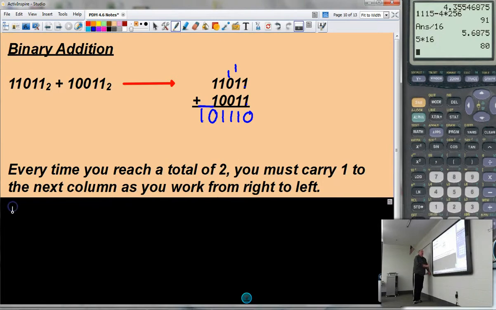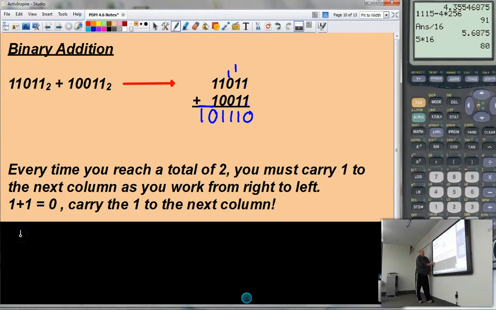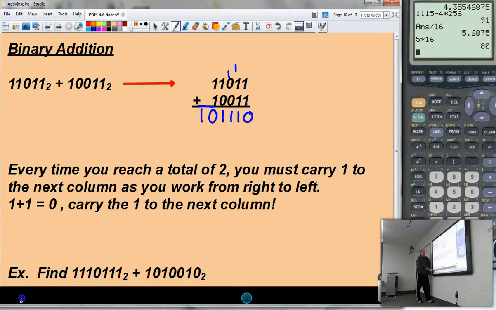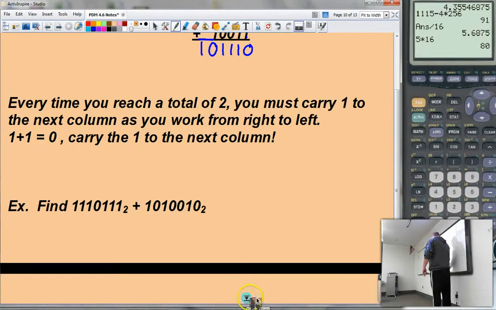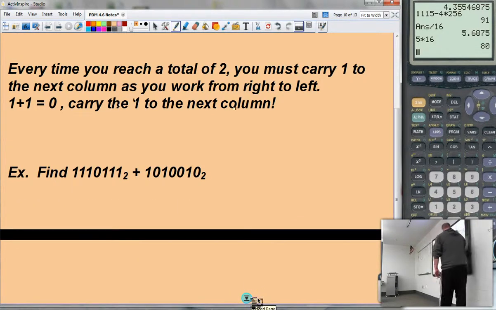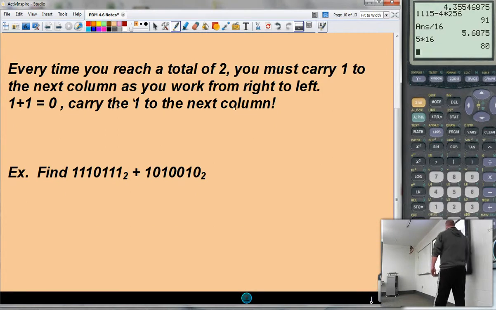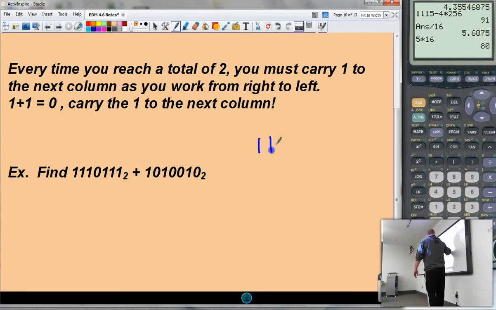Every time you reach a total of 2, you must carry 1 to the next column as you work from right to left. 1 plus 1 is equal to 0, carry the 1. So, if I give you a larger one to do, we have 111011 plus 101010.